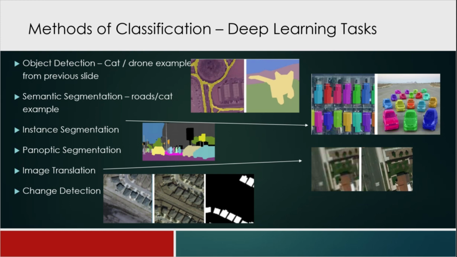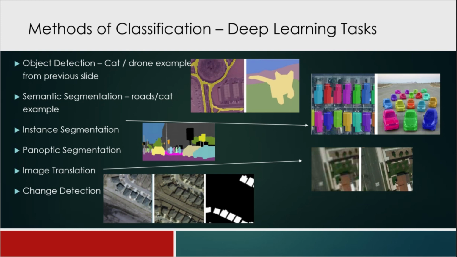And then we have panoptic segmentation, which combines both semantic segmentation and instance segmentation. For example, in the image of cars and people, all the pixels are classified, and each unique object, such as each car, is its own unique object. And then we have image translation.